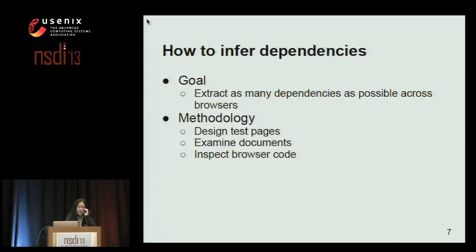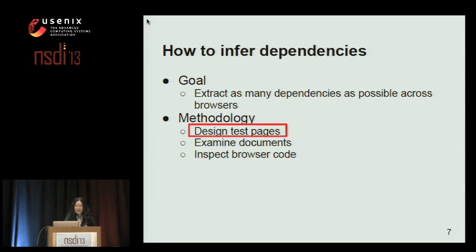Now let's look at how we infer the dependencies. Our goal is to extract as many dependencies as possible across browsers. So our methodology includes 3 elements. First of all, we design test pages to systematically uncover dependencies across browsers. We also examine documents as well as inspect browser code when open source is available. Note that no single source here can provide a comprehensive view of dependencies, but rather they complement each other.